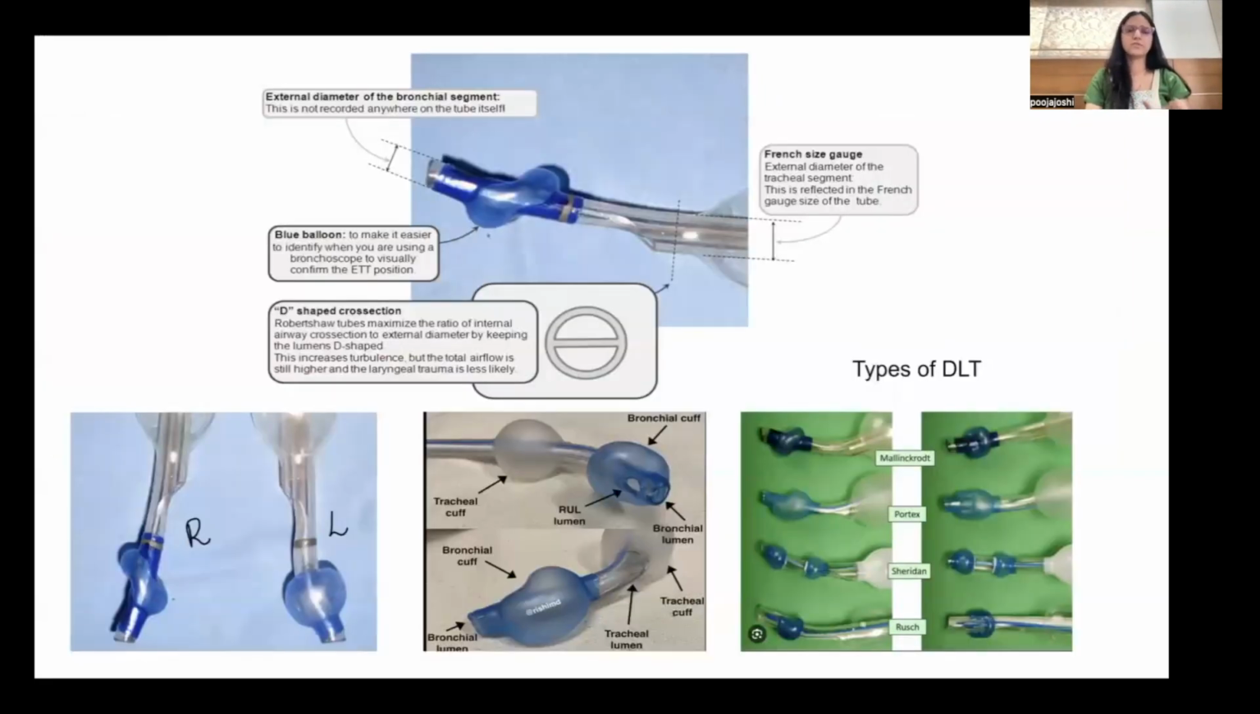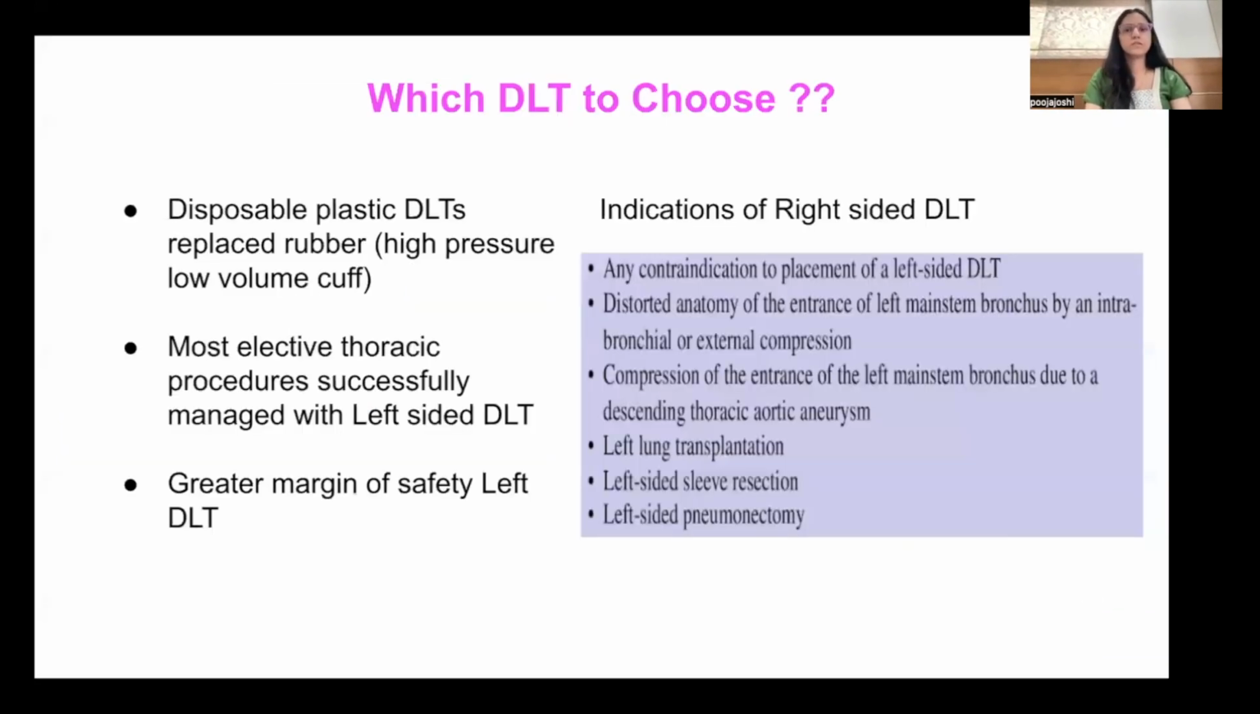There is a difference between the right and left DLT due to basic anatomical differences. It has a different shape, size, and design of the bronchial cuff. As shown in the middle image, there is a ventilatory slot for the ventilation of the right upper lobe. The figure on the left-hand side shows that different manufacturers have different types of right DLT. The Sheridan also has two bronchial cuffs, and between them an elongated ventilatory slot to ventilate the right upper lobe bronchus. Now, which DLT to choose?